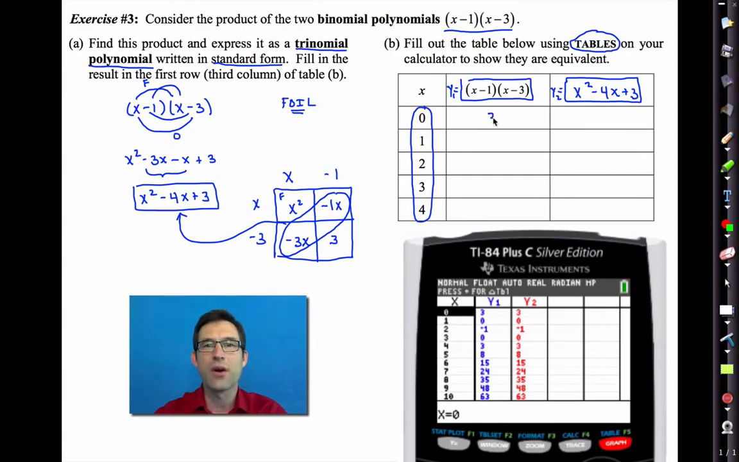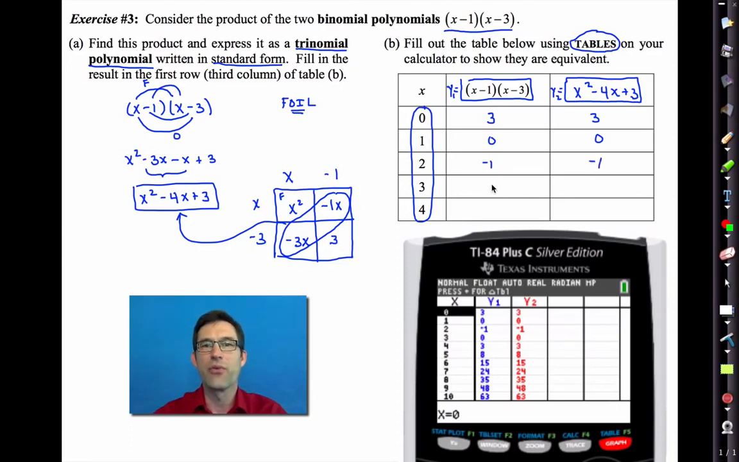When x is equal to 0, Y1 is equal to 3, Y2 is equal to 3. When x is equal to 1, Y1 is equal to 0, Y2 is equal to 0. When x is equal to 2, Y1 is equal to -1, Y2 is equal to -1.